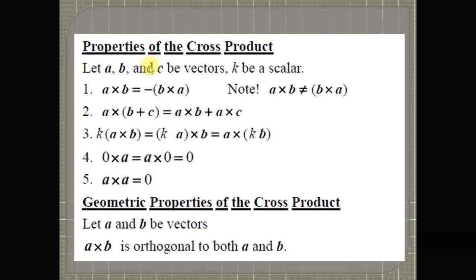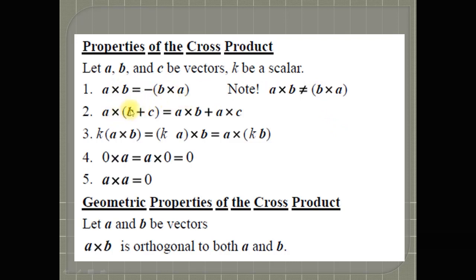Now properties of the cross product. Let a, b and c be vectors and k is a scalar. Then a cross b is equal to minus b cross a. I have already told you that the cross product of two vectors is anti-commutative. But for the scalar product, we know that a dot b is equal to b dot a. For the cross product, a cross b does not equal b cross a, but a cross b is equal to minus b cross a.